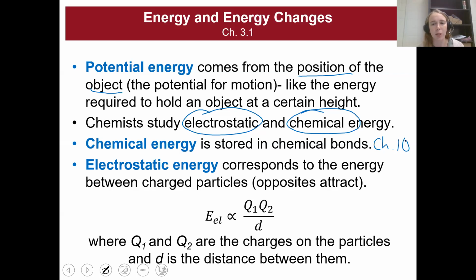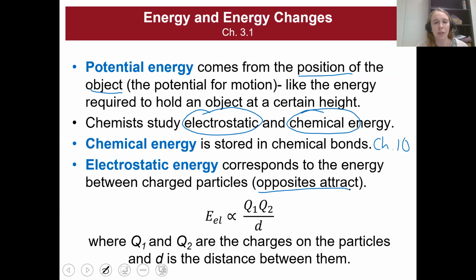Electrostatic energy corresponds to the energy between charged particles, like how we said before, and how people say all the time, opposites attract. That doesn't really take into account the other part of that, where like things repel each other. So two positive charges don't like to be near each other, or two negative charges don't like to be near each other. That is also part of electrostatic energy, not just opposites attract.